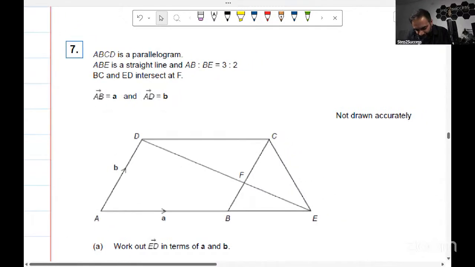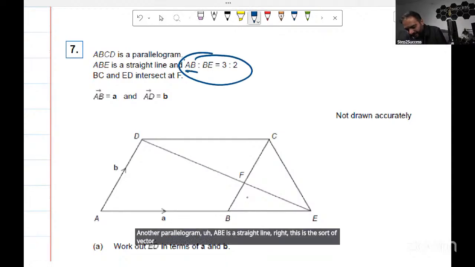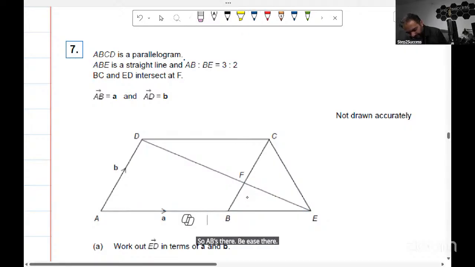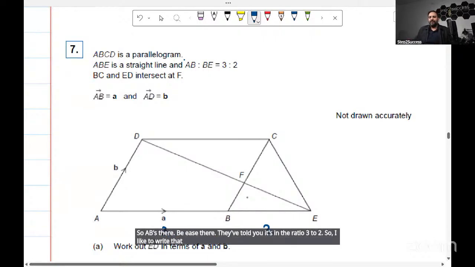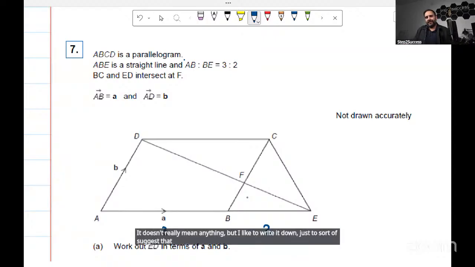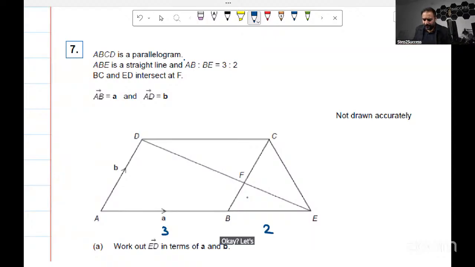Another parallelogram. ABE is a straight line. Right, this is the sort of vector ratio stuff. AB to BE, 3 to 2. So AB is there, BE is there. They've told you it's in the ratio 3 to 2, so I like to write that down just below it. It doesn't really mean anything, but it suggests that if that's 3 centimeters long, then that's 2 centimeters long. Okay. Let's see what the question wants first.